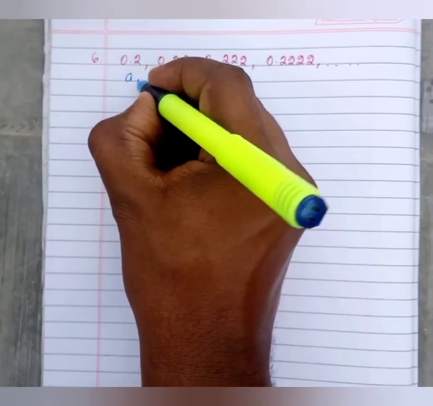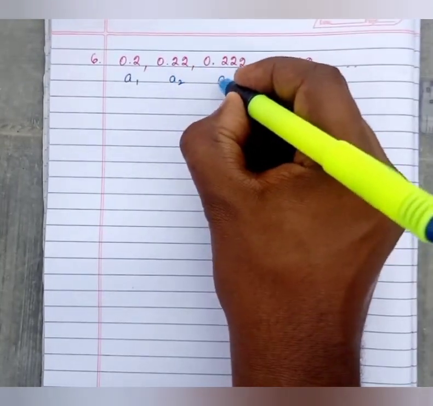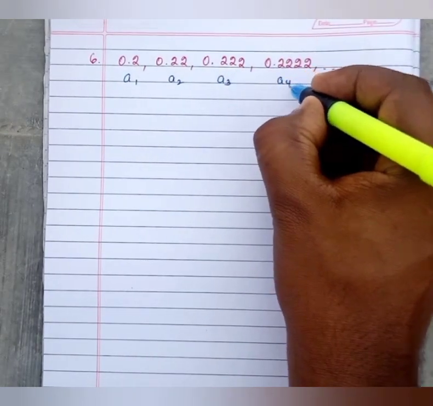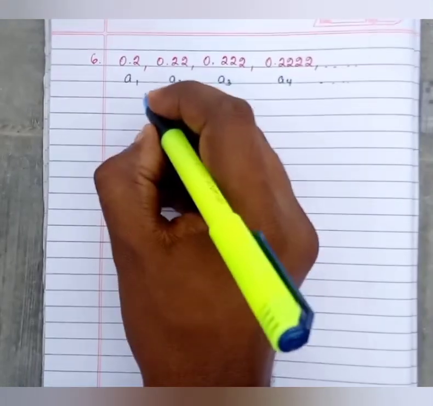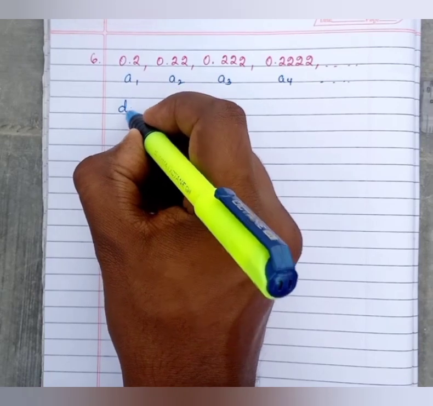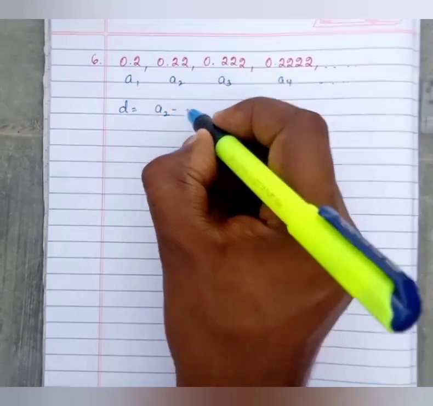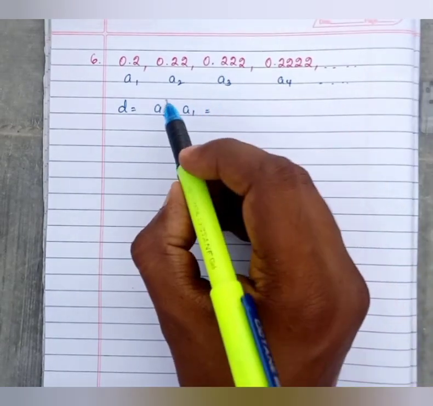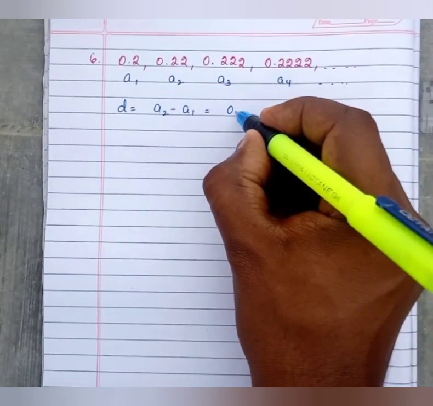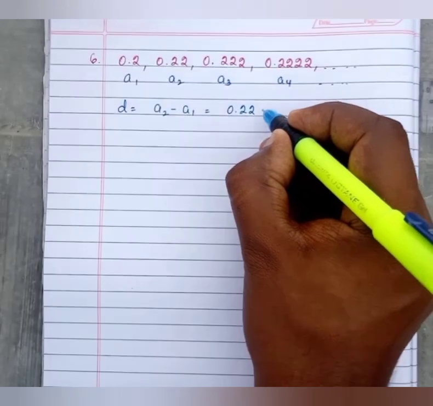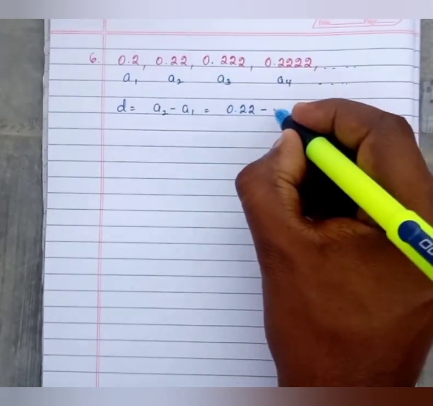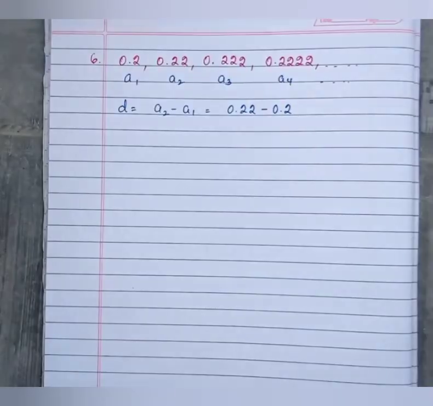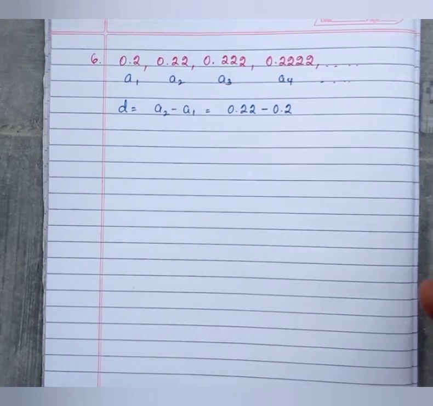Now we will move to the next question. 0.2, 0.22, 0.222 and 0.2222. I will denote it as A1, A2, A3, A4. The same step repeats. We should find out the common difference. D equals A2 minus A1. That is 0.22 minus 0.2.